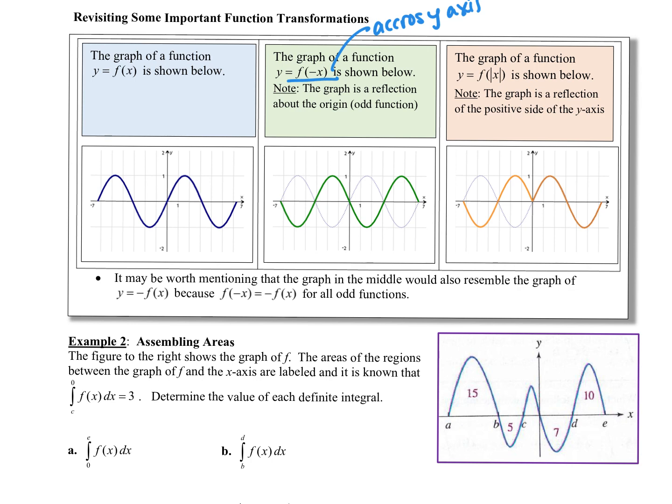All right. So let's look at some examples here. I think you're capable of doing A and B on your own here. They tell us the areas in each of these little sections. And then they also tell us that the area from C to 0 is 3, so you can fill in 3 there. I don't know why, maybe it was just too small. That's why they didn't write it in. So go ahead and do A and B on your own.